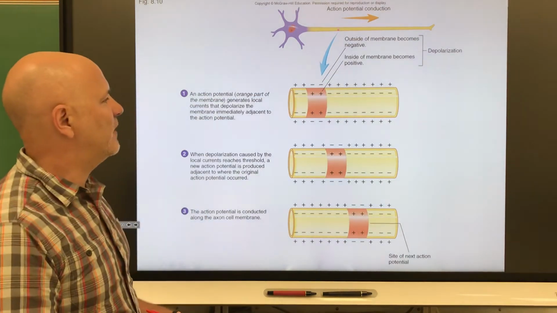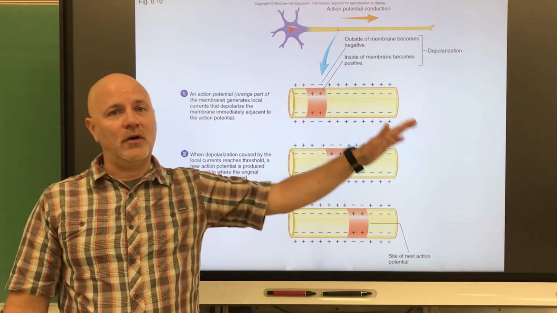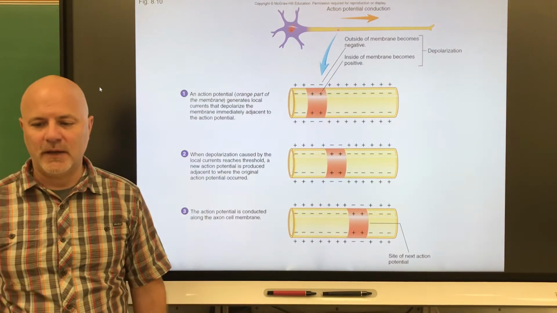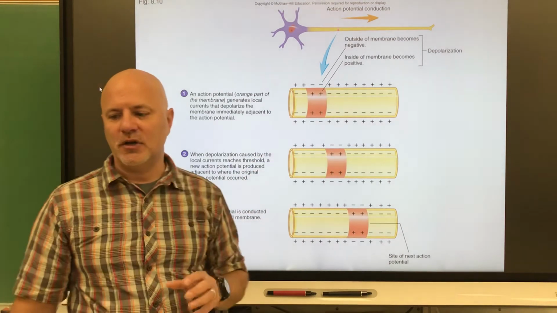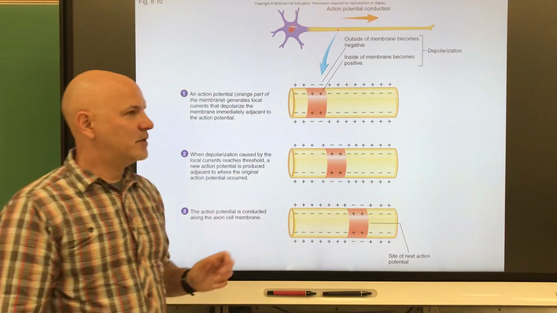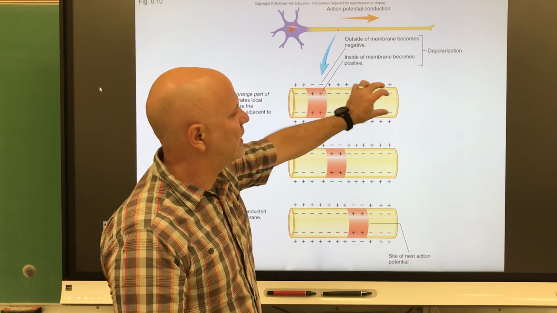So, propagation of a nerve impulse. How we get a nerve impulse to move down along an axon or a nerve cell is that an action potential in one area is going to cause action potentials to occur in adjacent areas. So kind of like a domino effect. If it occurs here, it's going to occur there, then it occurs there, and so on and so on.